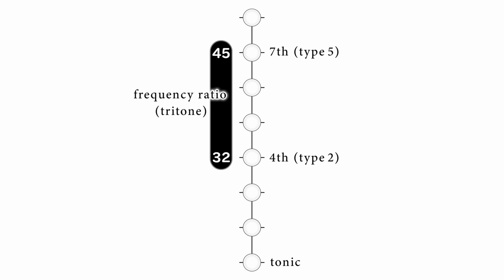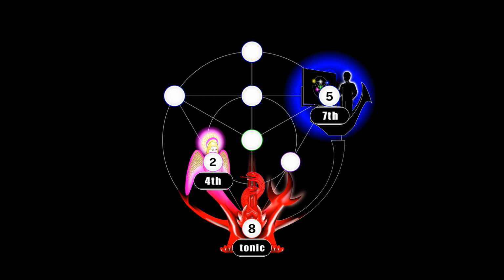In the C major scale, the interval between the fourth and the seventh is a tritone. As we can see in this figure, the frequencies of the fourth and seventh are related by a big integer ratio. Because of this, it creates dissonance. The fourth is represented by type 2, and the seventh is represented by type 5. Related to this, type 2 and type 5 have totally different characteristics.